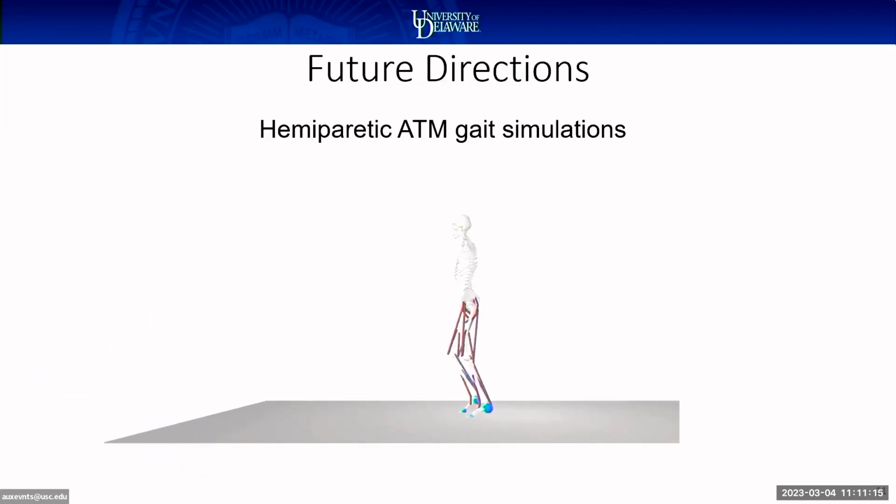So our future directions, we've already started it, but we're working on simulating hemiparetic adaptive treadmill gait on these different modifications as well, so we can get a good initial guess of how these individuals may respond to these different variations of the adaptive treadmill, and maybe further improve the design of the adaptive treadmill for individuals with a variety of impairments, as well as a variety of therapeutic goals.